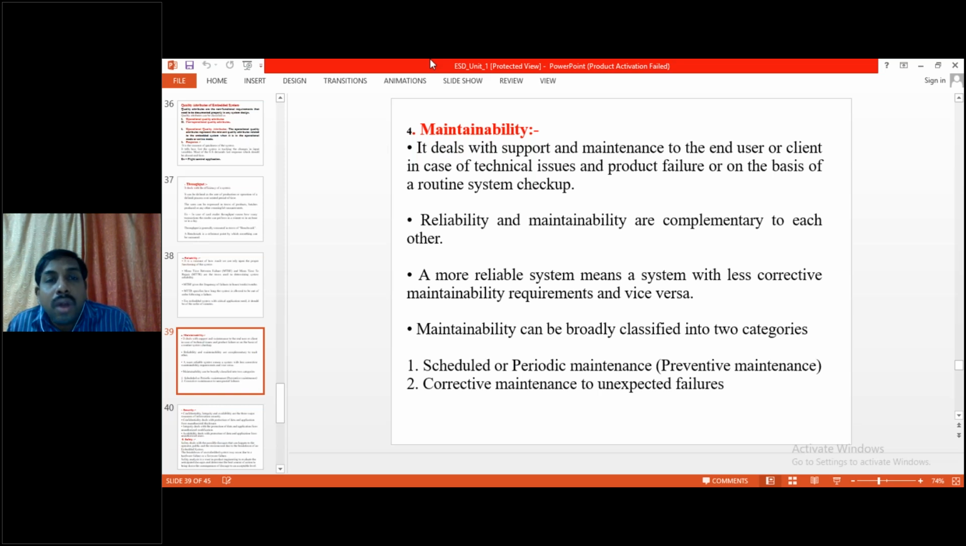Maintainability. This quality attribute deals with the support and maintenance to the end user in case of any technical issues, product failures, or routine checkups. Reliability and maintainability are complementary to each other. A more reliable system will require less maintenance and vice versa. Maintainability is again of two types: scheduled or periodic maintenance for preventive maintenance, or corrective maintenance. Corrective maintenance means if a failure occurs, we call the maintenance person who will do the repair. Or you can monitor regularly and do maintenance periodically. But a reliable system will not require maintenance.